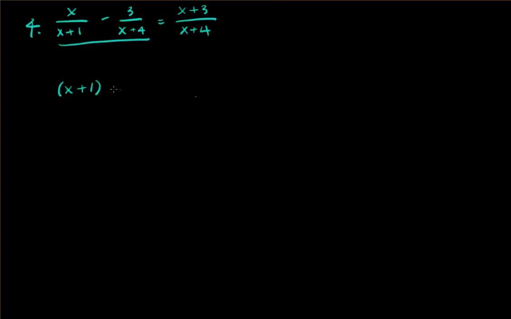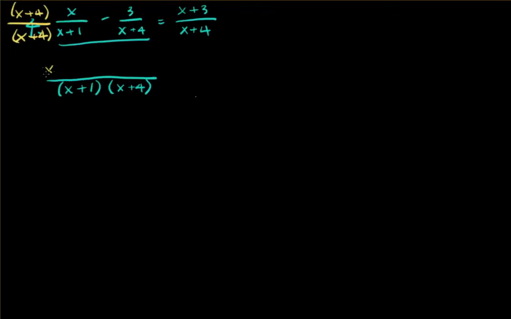X plus 1 appears the greatest number of times once. X plus 4, the greatest number of times it appears is once. So that's what I have. So I'm going to multiply the left by x plus 4 over x plus 4.